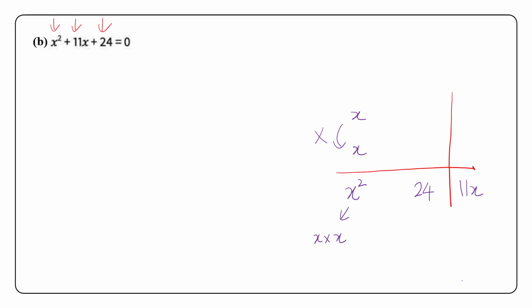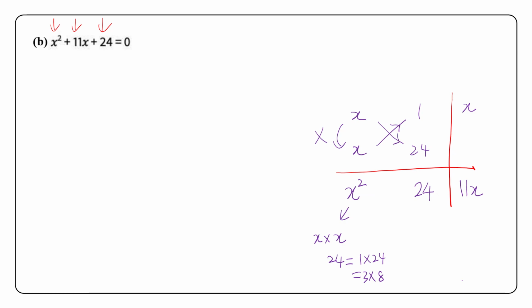What are the factors of 24? So this is basically a bit of trial and error. So the factors of 24 will be 1 times 24, 3 times 8, and of course you have 2 times 12 and so on and so forth. So you just try. If you put here 1 and 24, yes, 1 times 24 gives you 24, but if you do a cross, x times 1 gives you x, cross this way, x times 1.